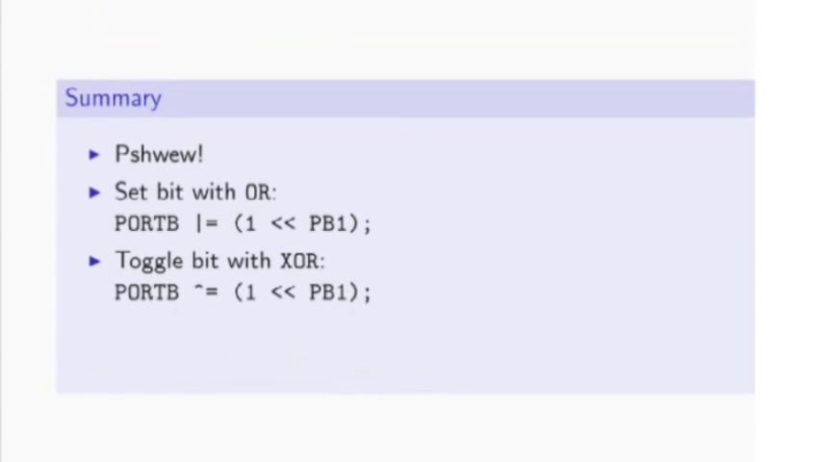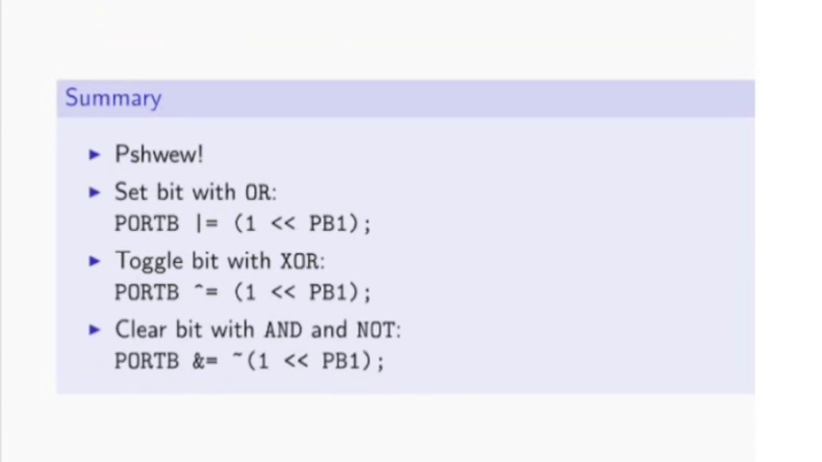So this was horrible. This is bitwise logic, bit twiddling. And I'm going to give you the summary real quick so that you can see all three of them together. If you want to set a bit, you use OR and a bit shift. If you want to toggle a bit, you use XOR and a bit shift. And if you want to clear a bit, you use AND and then a NOTed bit shift. That is a negated bit shift.